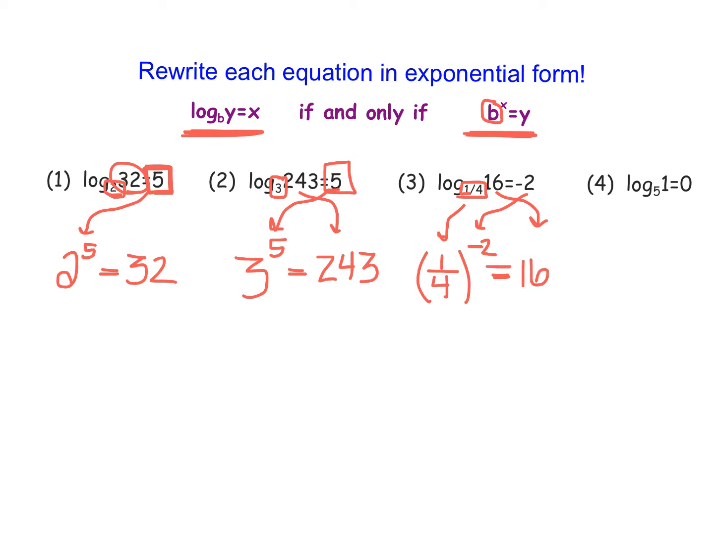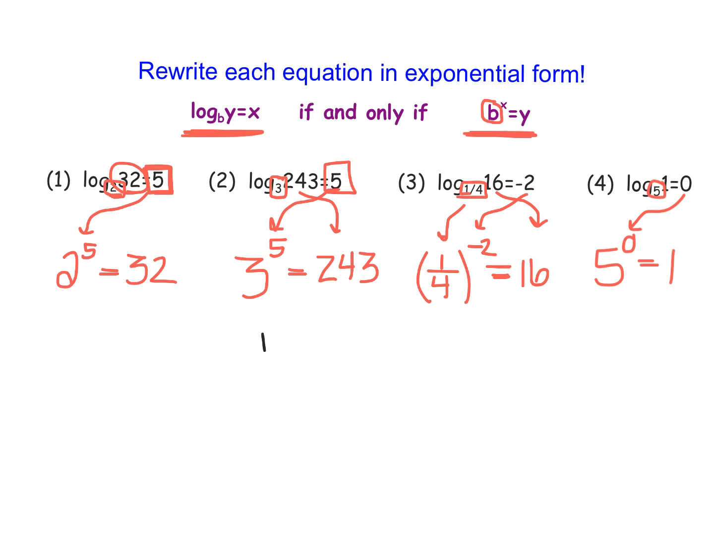And then this next part here, we have a base of 5 to the power of 0 is equal to 1. So remember, x and y flip, and our base stays consistent. Now, these are pretty simple when you have numbers. Where it gets interesting is if you have something like the following.